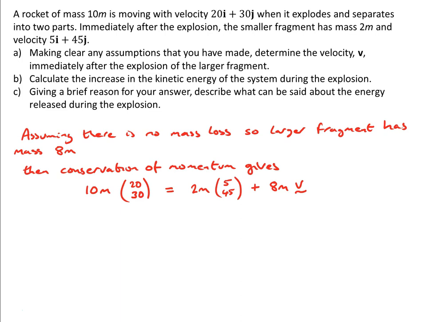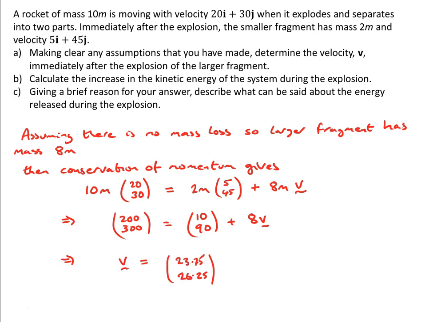So that means we can cancel the m's out throughout that equation and obtain the simpler equation. Vector (200, 300) must be equal to the vector (10, 90) plus 8 times the velocity of the larger fragment. And simplifying that, we obtain v equals (23.75, 26.25), which is the same as 23.75i plus 26.25j.